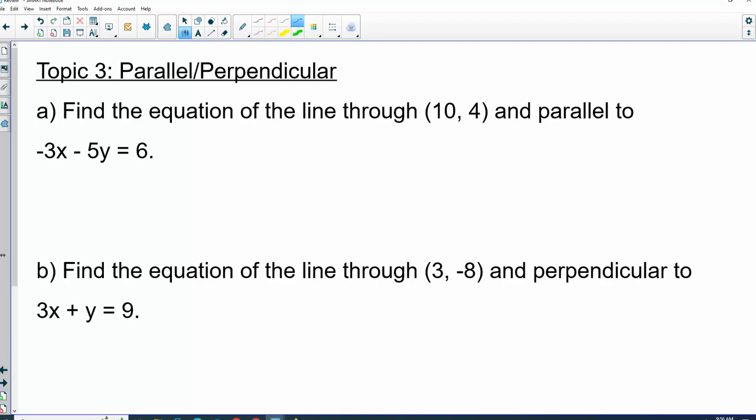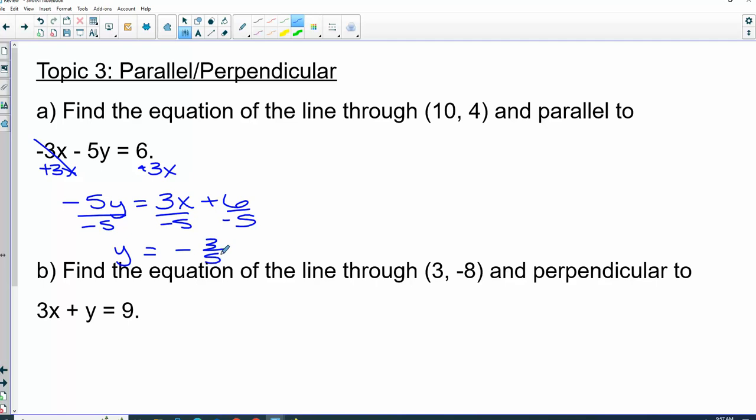Can you tell me how I would find the slope of this? If it's in y equals mx plus b form, we can find our slope. So how would I get the y by itself? Plus 3x. So we have -5y equals 3x plus 6, and then we would divide everything by -5. So we get y equals -3/5 x minus 6/5. But all I need from that is the slope.